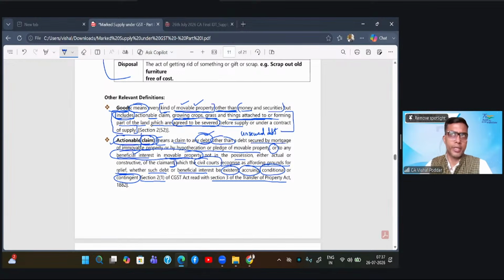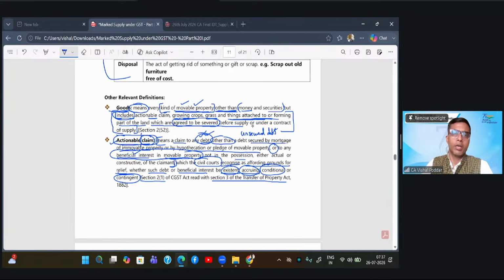All these are contingent. They may not be present today. Or if you have already given a loan, it is already present today. Something is such that it may be accruing, like you have shares. So whatever is dividend, that is accruing on the shares. So these are all amounts. If they are outstanding, they become debt.